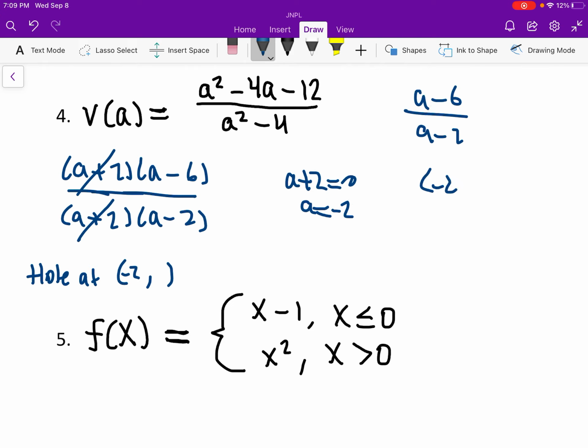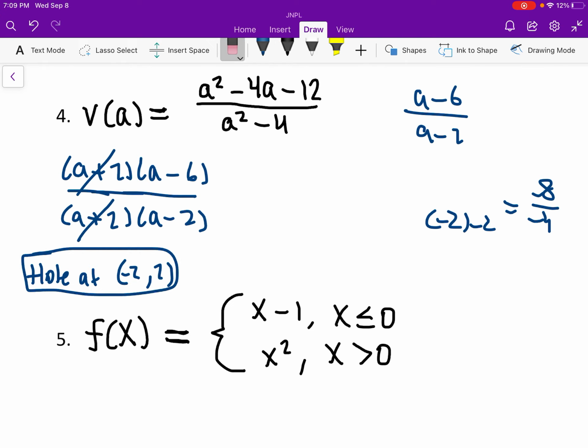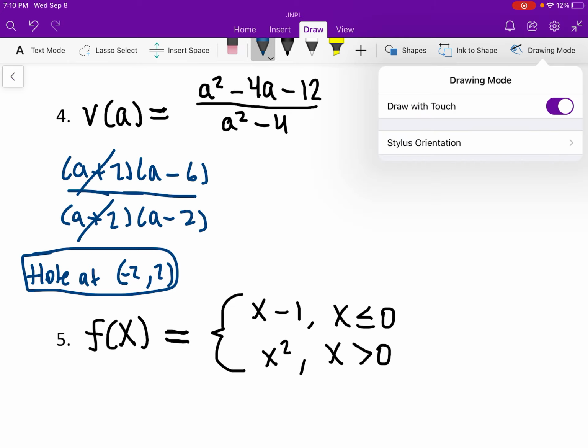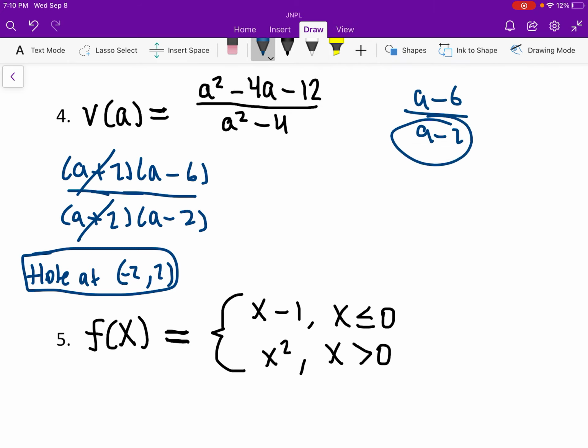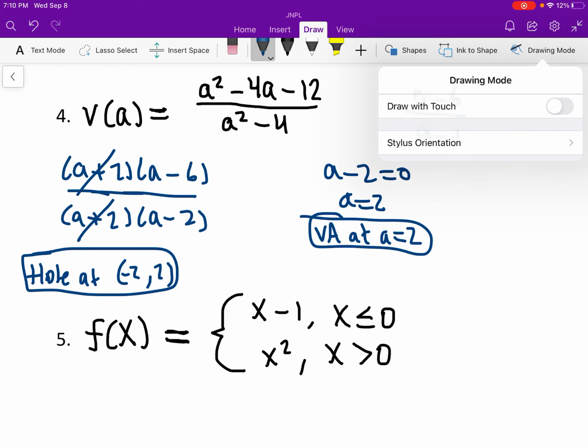Plug in negative 2 for a into the simplified function. So it gives us negative 2 minus 6, over negative 2 minus 2, negative 8 divided by negative 4 just gives us 2. So we have a hole there. But since we simplified and we still have a factor in the denominator, we also have a vertical asymptote. Set that equal to 0 to figure it out. So we have a vertical asymptote at a equals 2. So those were our discontinuities. We had both on that one.